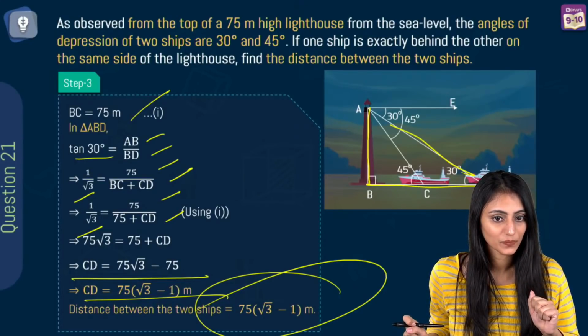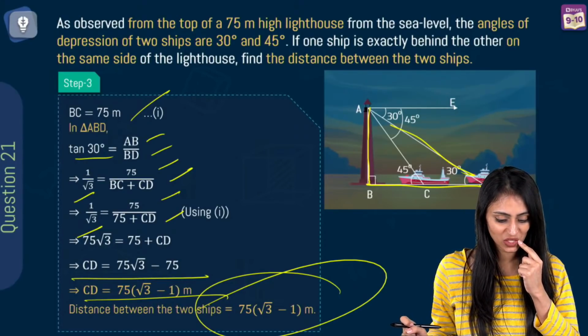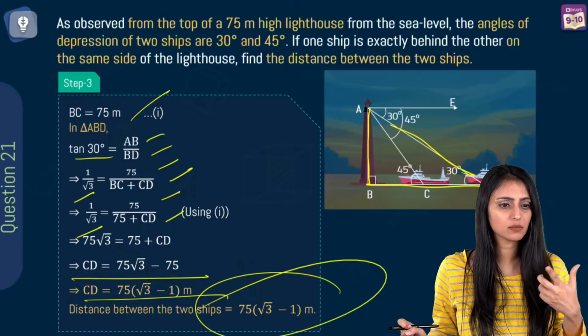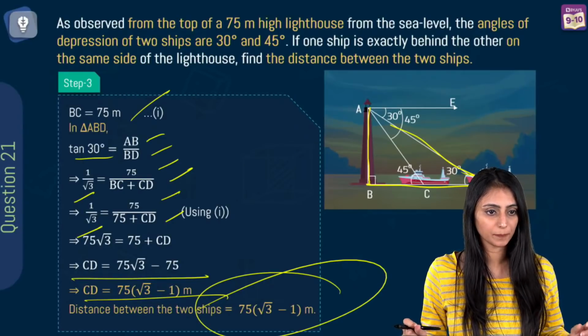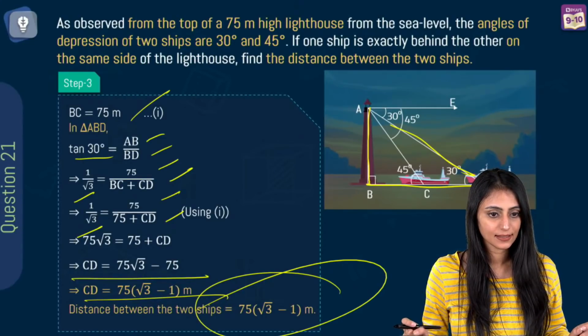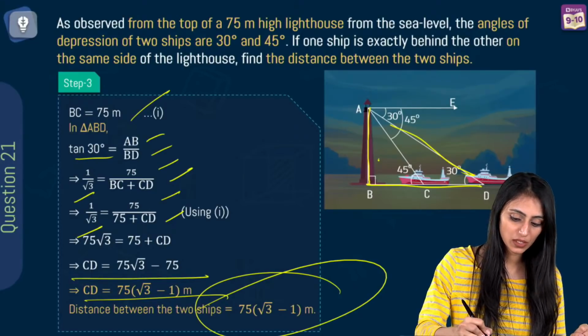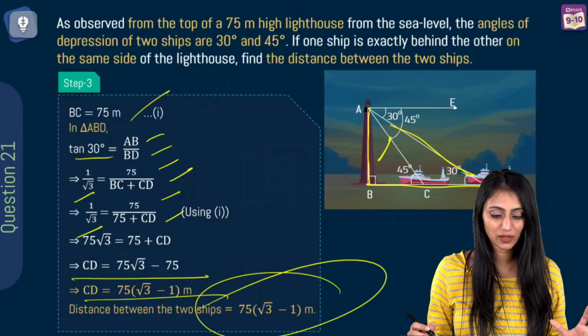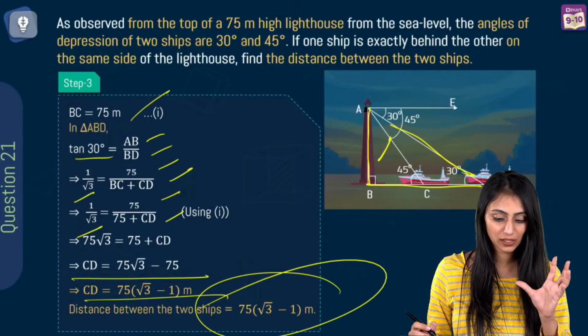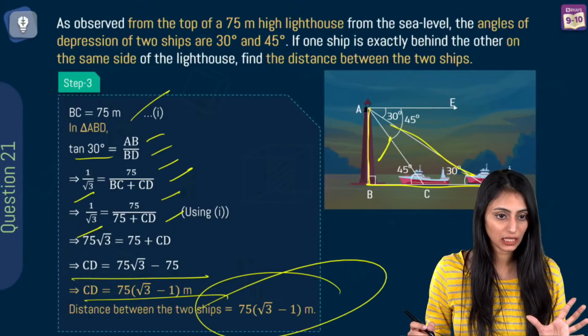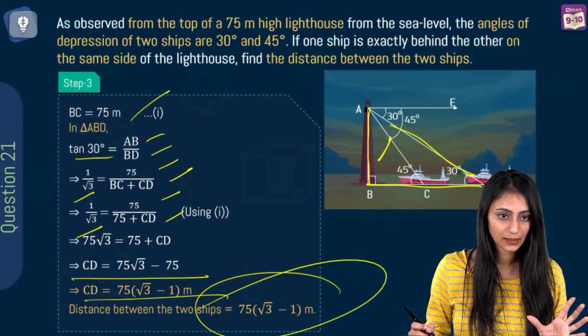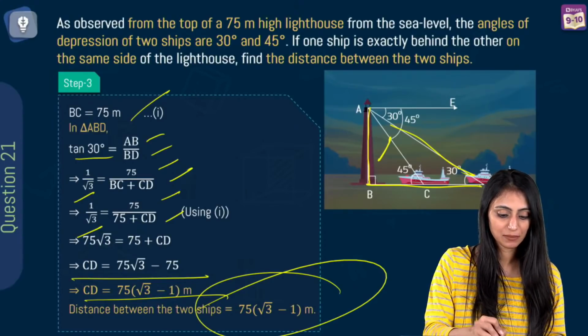I hope this is clear. 54.75, if you are converting it into decimals, that is also okay. Yes, Riya, what we are doing here is applying trigonometry in two right angle triangles. One is triangle ABC, one is triangle ABD. And then you just have to simplify them.